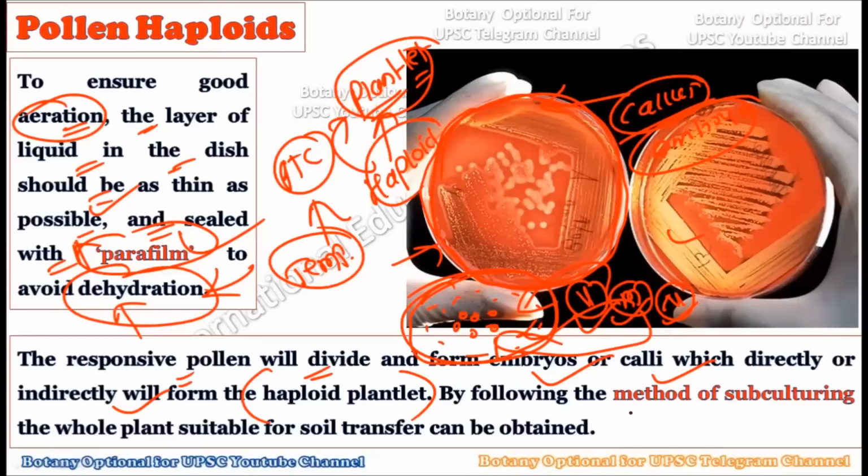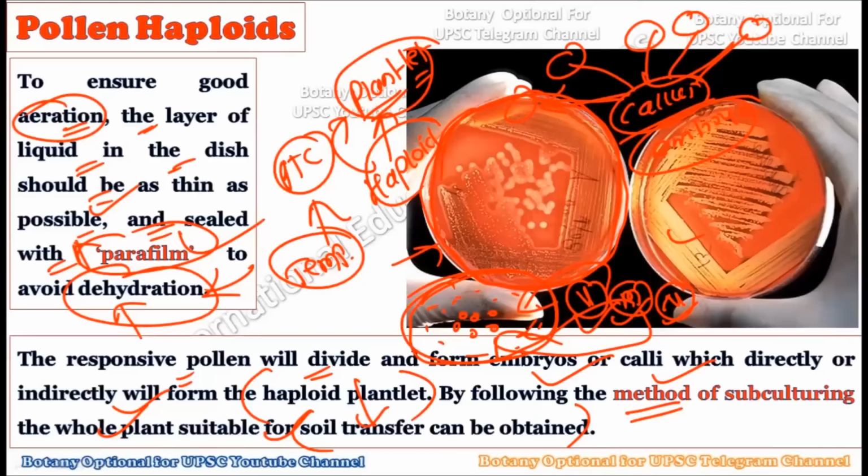Right, by following the methods of subculturing, whole plants suitable for soil transfer can be obtained. So we do the subculturing. Once the callus is separated into 4 to 5 pieces, these pieces of callus are allowed to go onto different mediums, and they can create as many plants as you want. Okay, and once the plantlet is created, then we can transfer it to the soil. So basically this is how we can create a whole new plant out of the pollen haploids.